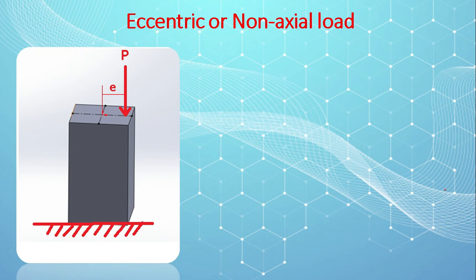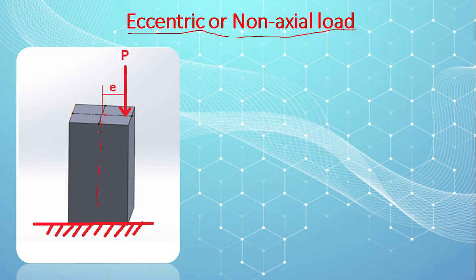Now what is meant by eccentric or non-axial loading, or when does bending stress come into the picture? If the force passes through the centroid of the section, that is the line of action or axis, then direct stress alone is produced in the body.